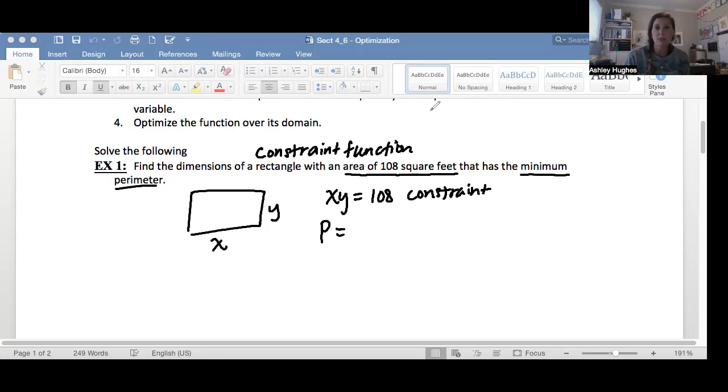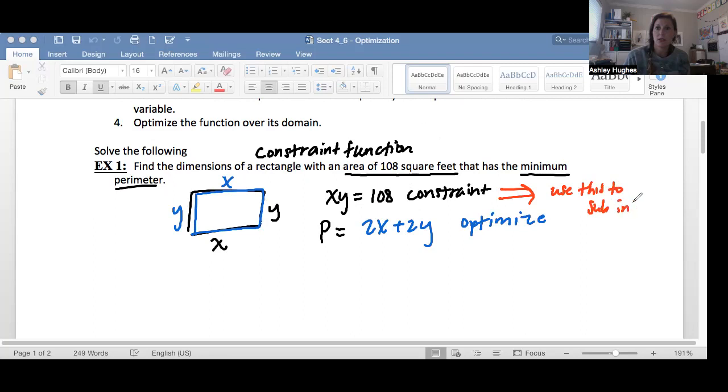And so how do I express the perimeter of this rectangle? It would be X plus Y plus X plus Y. So 2X plus 2Y. This one I'm trying to optimize. So it's not equal to any number because it's going to change. So what you do is you use the constraint function. So use this to substitute into this. So you just have one variable because your goal is to have an equation in terms of one variable, so you can take the derivative to maximize or minimize that equation.